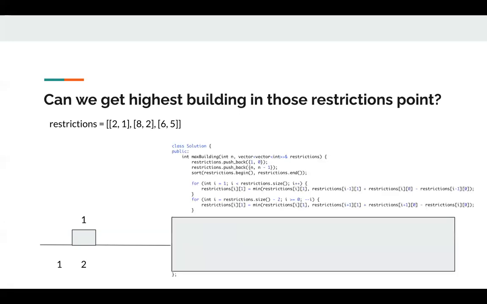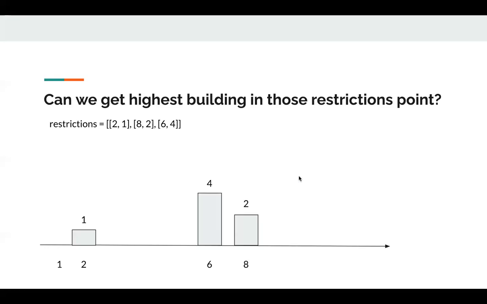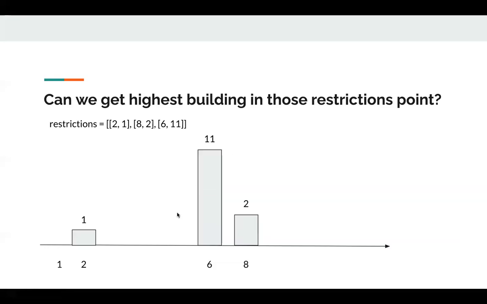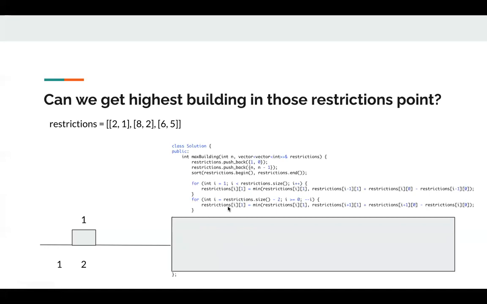So we can write code like this. To make our coding easier, we push 1, 0 and n minus 1 to our restrictions, and then we just sort them, since these points are unsorted at first. So we have this first for loop. We just iterate from left to right to update our restrictions based on the previous restriction. Then we iterate from right to left.